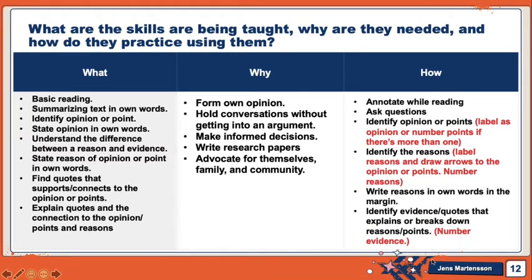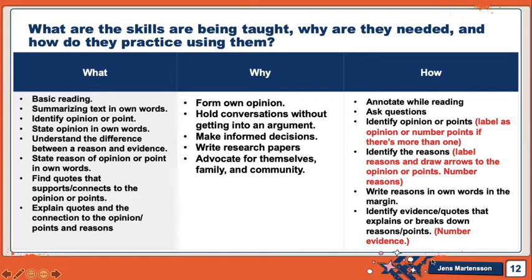How? Again, annotate while reading. Students should be constantly writing on their text as they read. This is one time when writing in the text is actually encouraged. We want students writing in the text so that they can actually process what they're reading. As they are reading, they should be asking questions. Again, those questions should be annotated in the margin of their text. They should be able to identify the opinions or the points. So that means label an opinion or a point. And if there's more than one, number them.